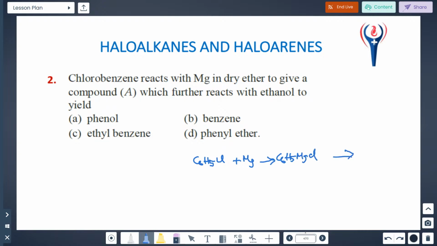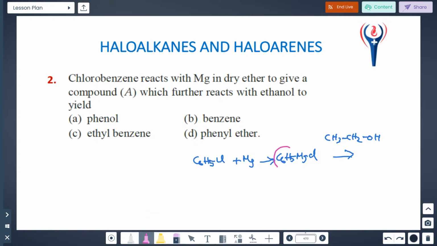Then that further reacts with ethanol. So ethanol, the formula is CH3CH2OH. Whenever the Grignard reagent reacts with water molecule as well as any alcohol molecule, always we are going to get only one alkane, nothing but one hydrocarbon. So in this case the hydrocarbon is what?